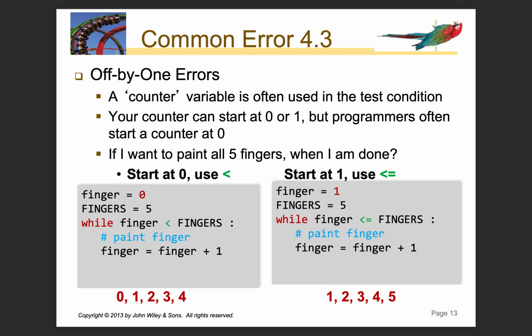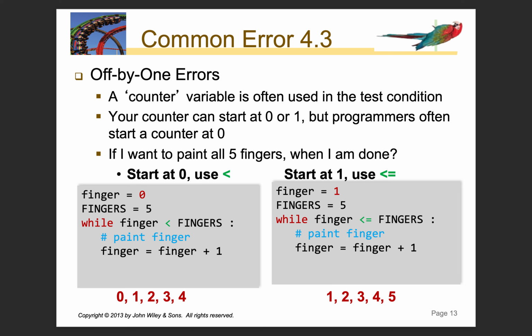Typically, when we're using a while loop, we might use a counter variable, right? A counter variable is used as the test condition to see how many times we want to do something. You can start your counter variable from whatever you want, but typically people start it from 0 or 1. Programmers, because they index from 0, often start the counter at 0.